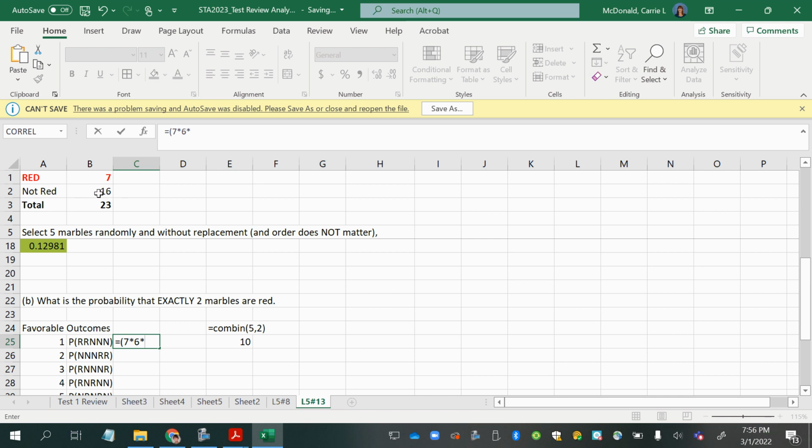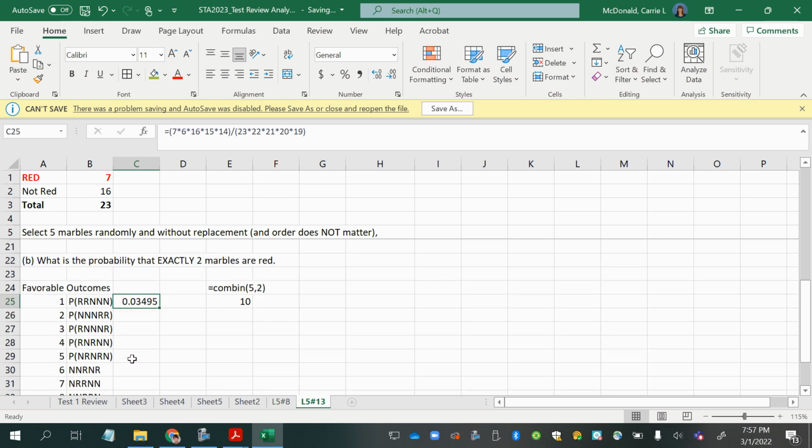On the first choice of my not red marble, there's 16 in there. So I'm going to have 16 and then 15 and then 14. There's my 3 not red marbles. Then I'm going to divide that by the same denominator that we did before, where we start at 23 and keep reducing it down until we have 5 selections. So 23 on the first try, 22 marbles in the bag on the second try, 21, then 20, then 19, and now we have the probability of getting the first 2 marbles red.